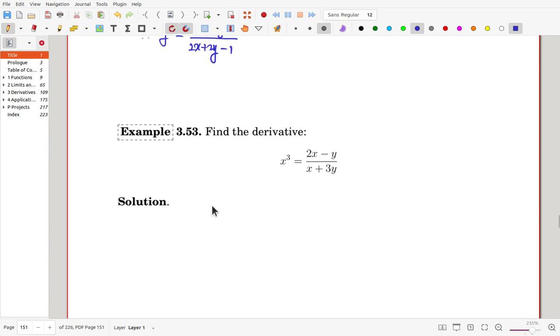Okay, now for that one, if we apply the x derivative, then for the right side we have to use the quotient rule. It may be a little bit complicated, so we can rearrange the equation in this way. From here, for example, we multiply both sides by x plus 3y, then x cubed and x plus 3y is on the left hand side. Okay, let's rewrite this again.